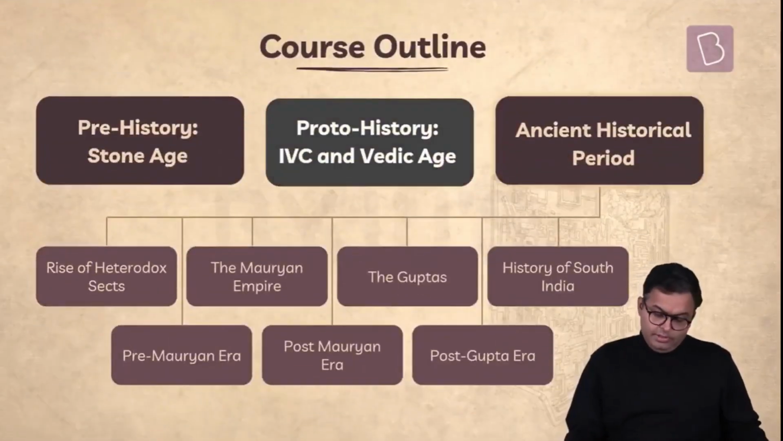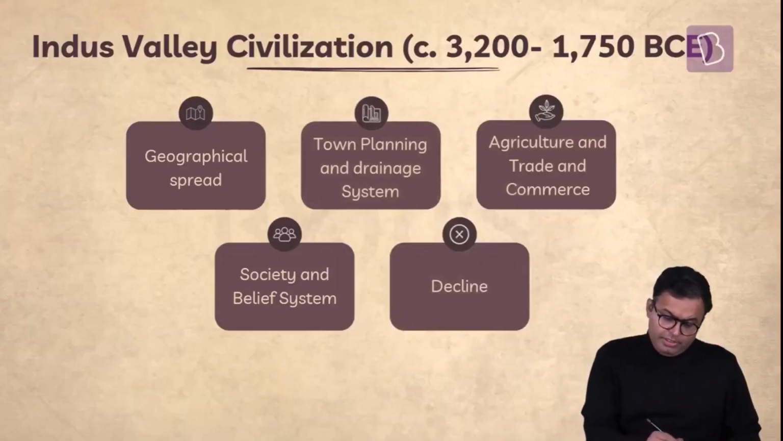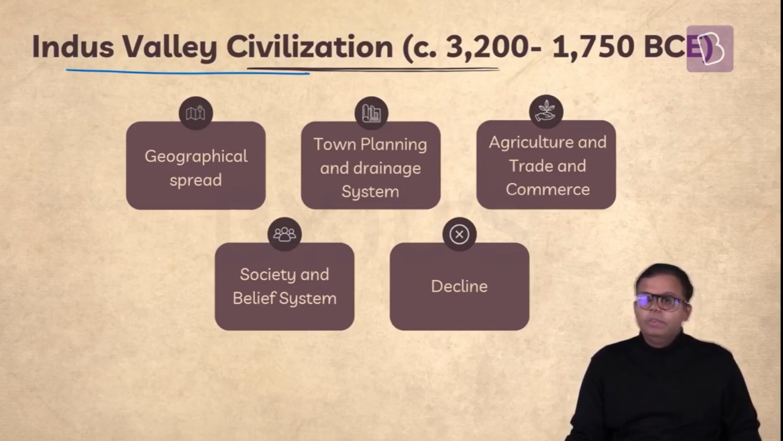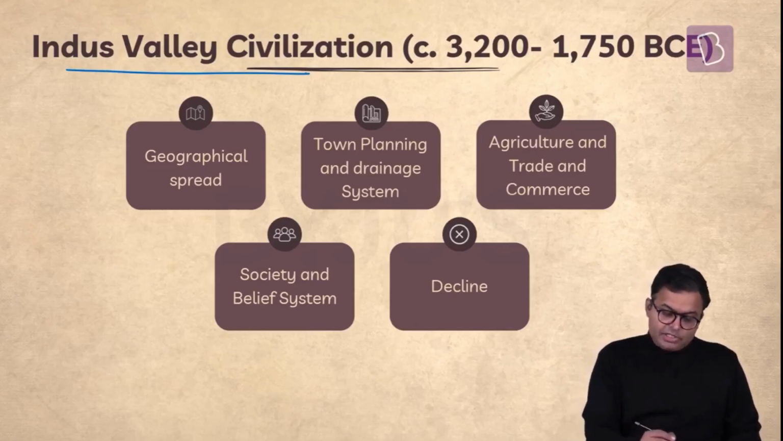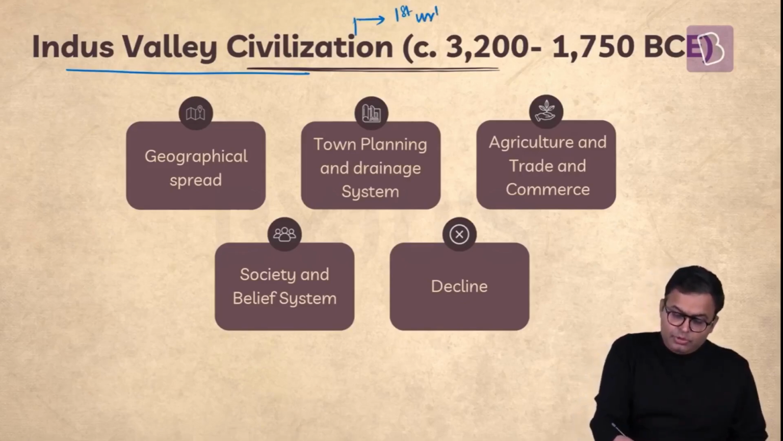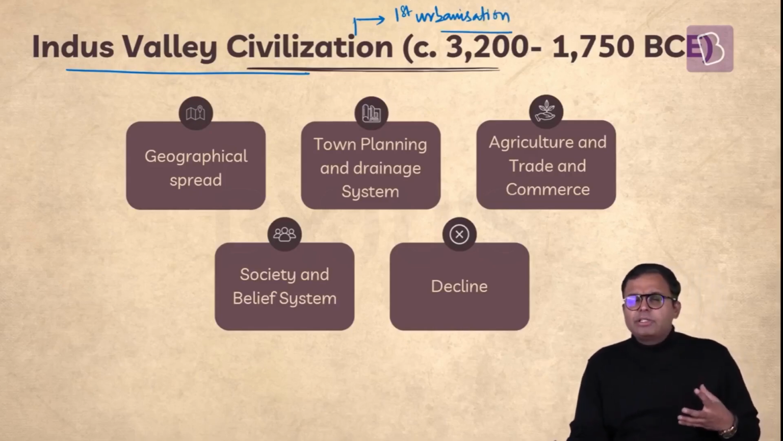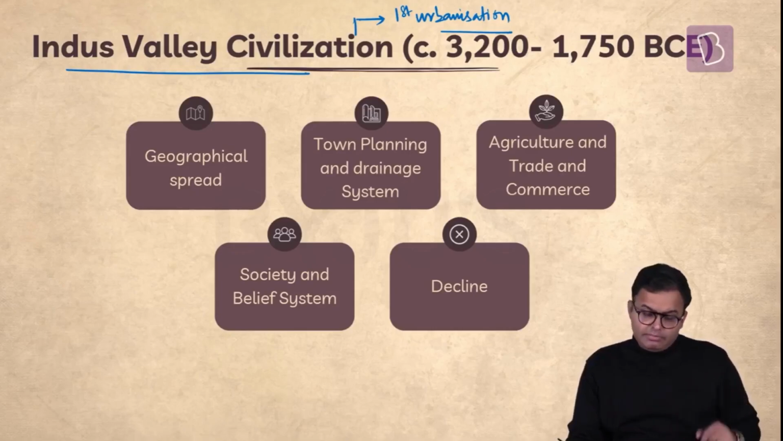Now, proto-history. Proto-historic period. We have to understand Indus Valley civilization. The name Indus Valley civilization has come. This was the first urbanization in Indian subcontinent. One of the greatest, I would say the greatest urban civilization in that time.